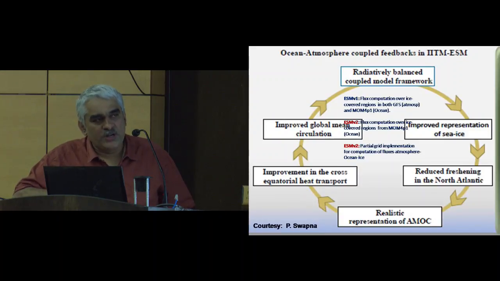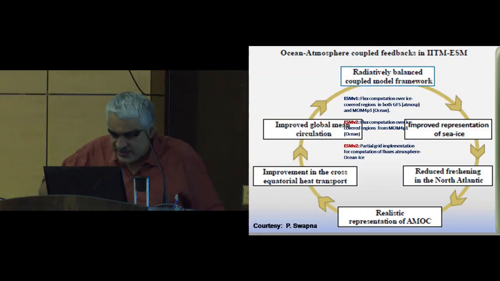So the Atlantic overturning circulation has improved in this model, and also the equatorial heat transport in the model has improved. Also, we have improved the monsoon, and the overall general circulation of the atmosphere has improved. I'll come to each of these things.